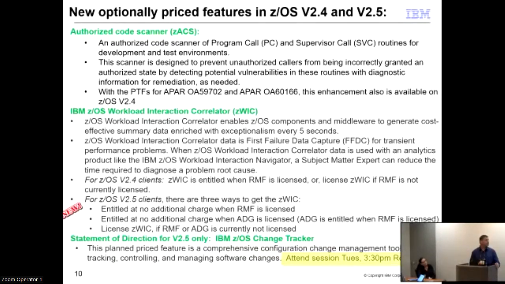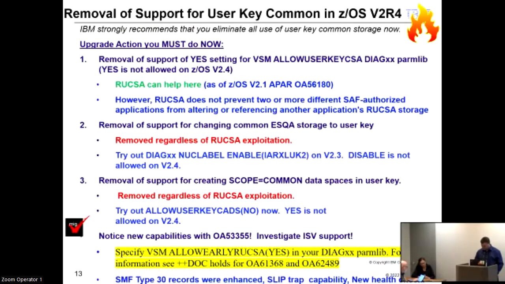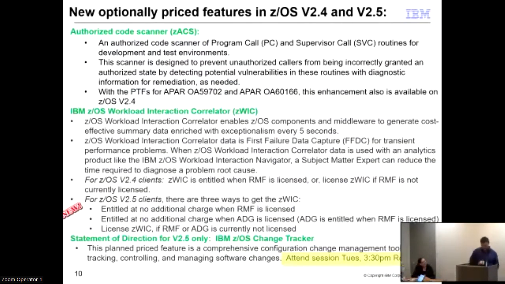Also new in z/OS 2.4 and 2.5 is the authorized code scanner, or zACS. It's designed to prevent unauthorized callers from being incorrectly granted the authorized state. It detects vulnerabilities in routines with diagnostic information for remediation. You can get this back in 2.4 with APARs OA59702 and OA60166.